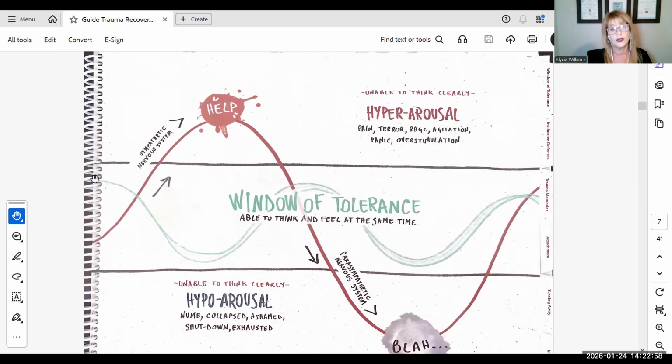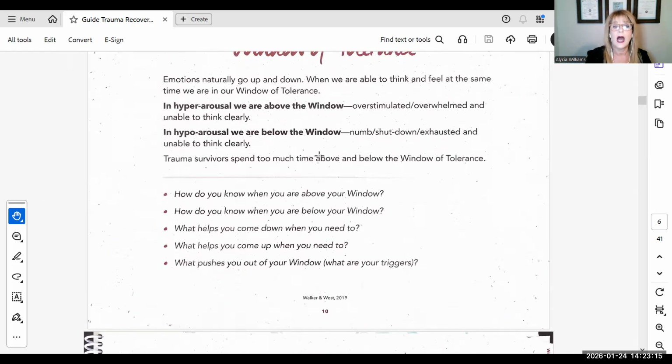So the goal is this area, the blue area, because that's exactly what happens. Emotions naturally go up and they come down, and they are manageable. But trauma survivors are above or below the window of tolerance. So let's go back to this. How do you know when you're above your window of tolerance?